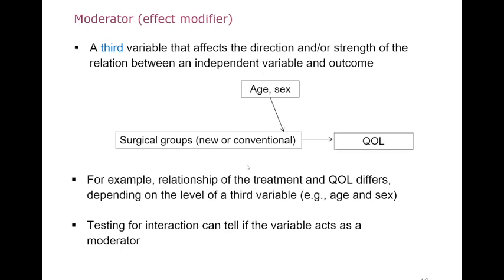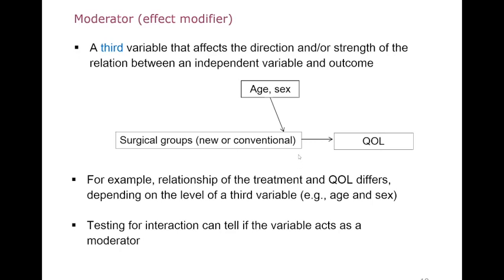And what does that mean? This means, for example, if the surgical treatment effect on better quality of life is stronger in older age compared to younger age. So the effect of the new treatment that improves the quality of life is stronger. There is a larger effect of the new surgery on quality of life in older people compared to younger. So this is the strength of the relationship.